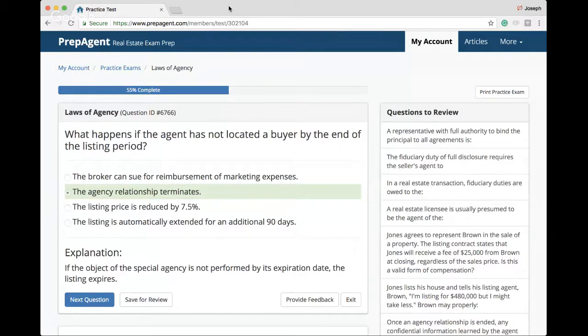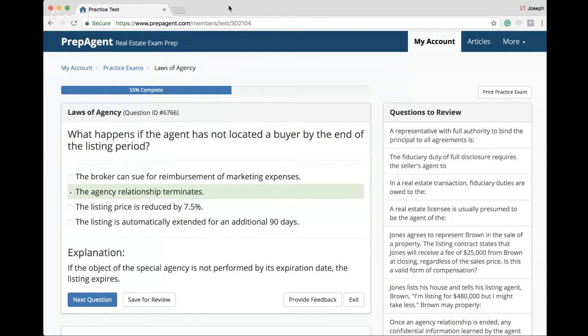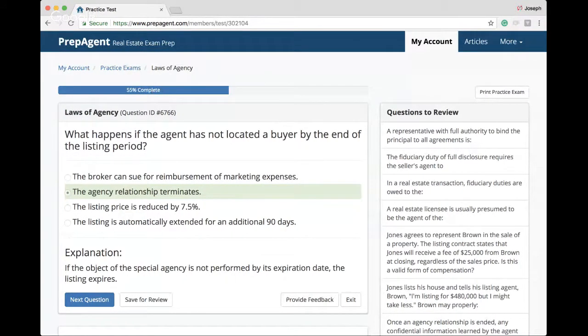Ooh, nice job, Samantha. The safety clause. It's also known as the protection period clause. So that's a time to close deals with buyers you've been working with during the term of the listing. It's not a time to find a new buyer. Great job, Samantha.